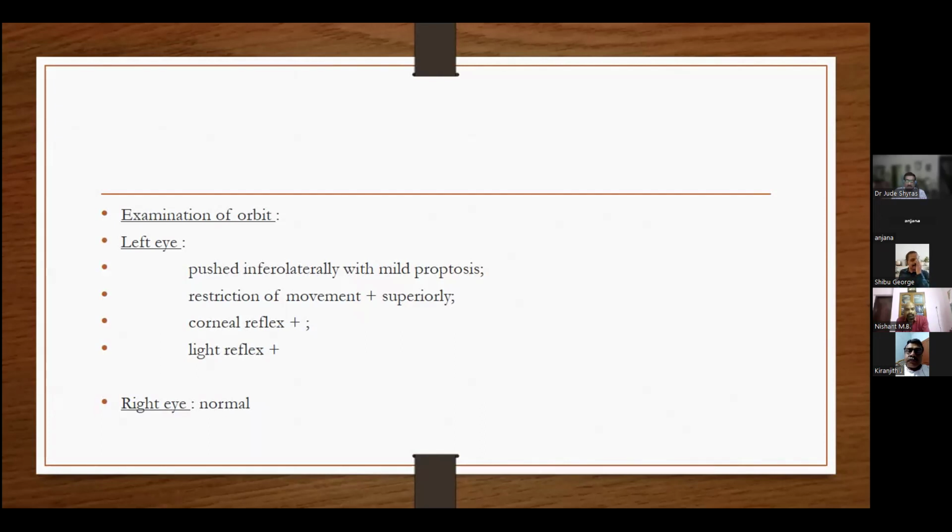Second one is high myopia. Patients having high myopia. Third one is lid retraction. Suppose the lid is retracted, you will see clearer. You might think that the eyeball is protruding.